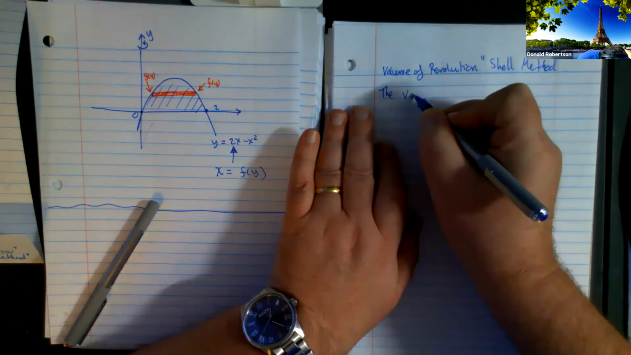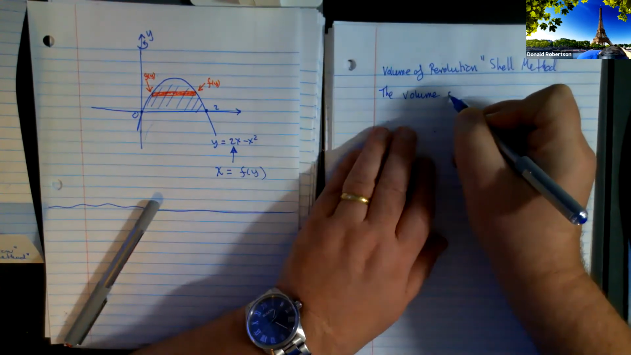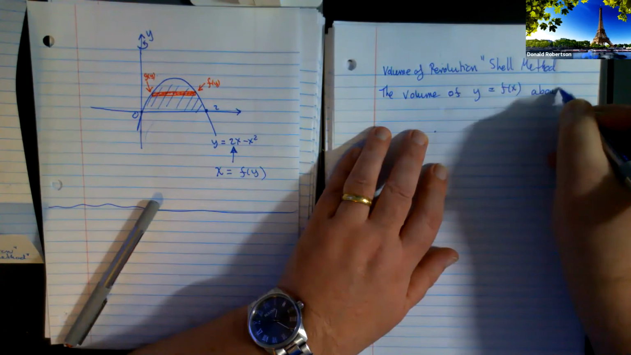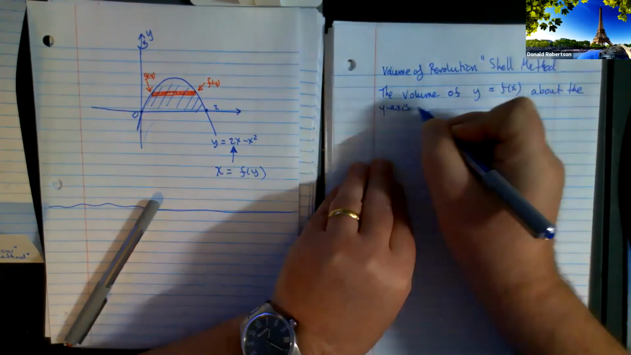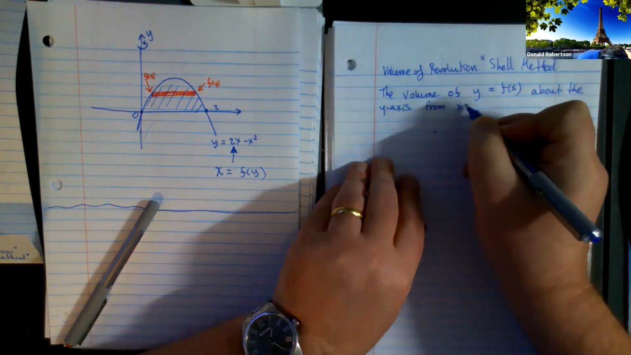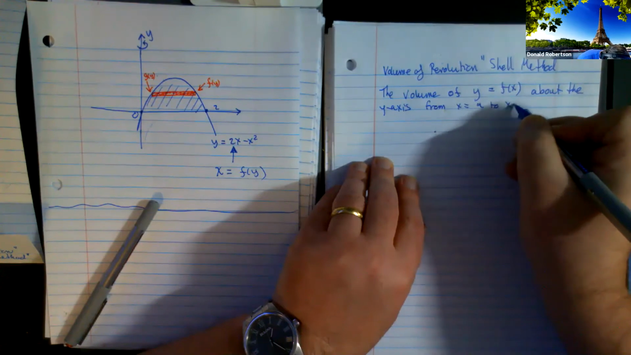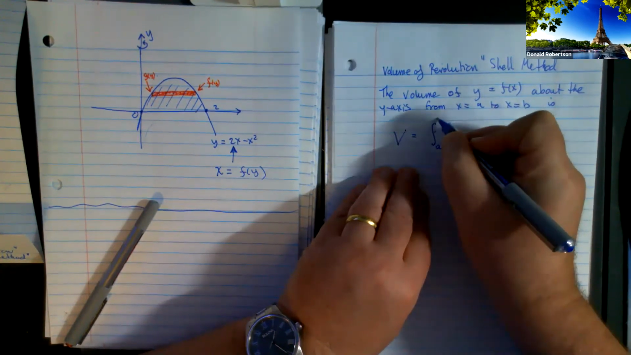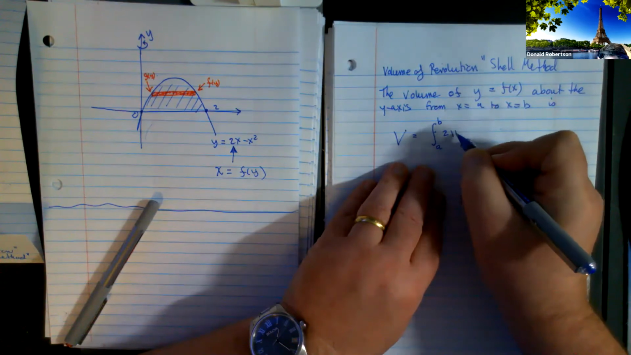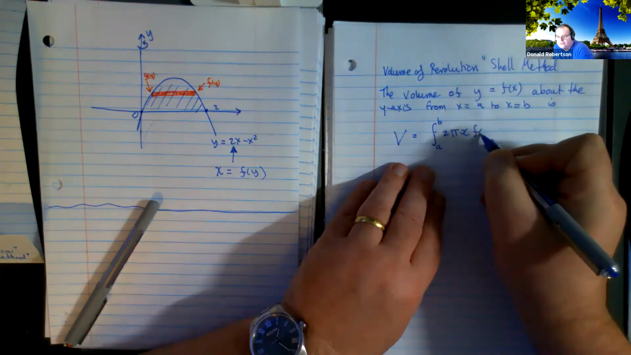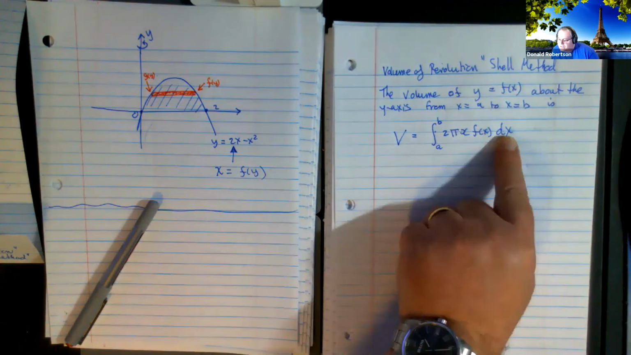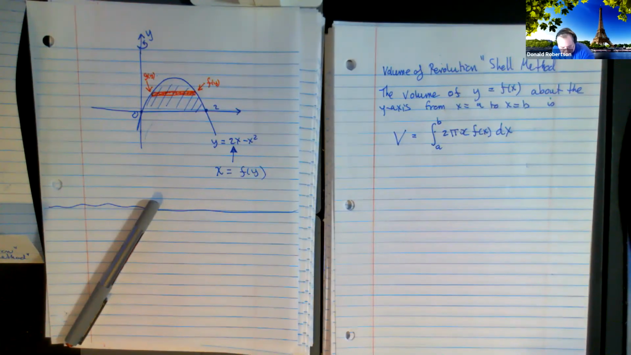The volume of y equals f of x about the y-axis from x equals a to x equals b is the integral from a to b of 2 pi x f of x dx. And no, that is not a mistake. You are rotating the shape about the y-axis, but isn't all the information in terms of x's? Did you see that? Which is kind of back to front, but it's the right thing. That's the one that works.